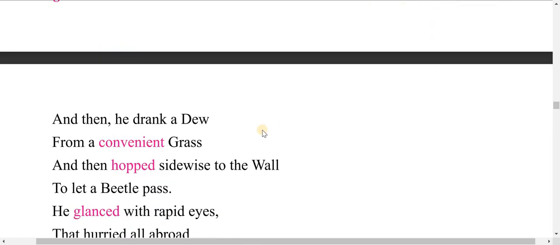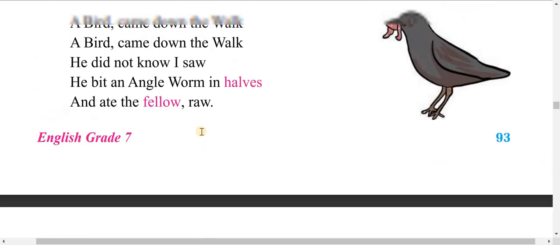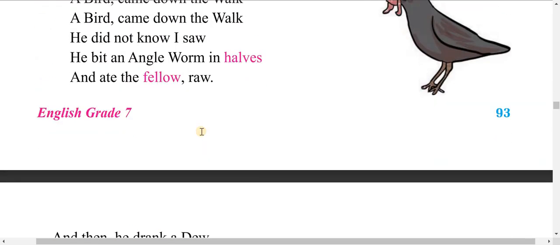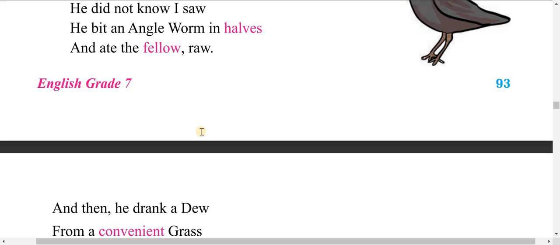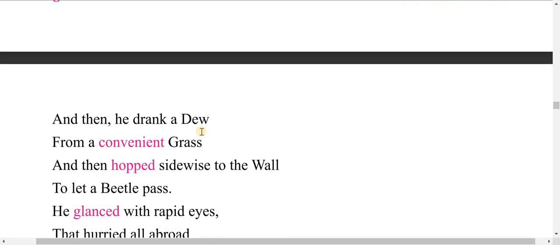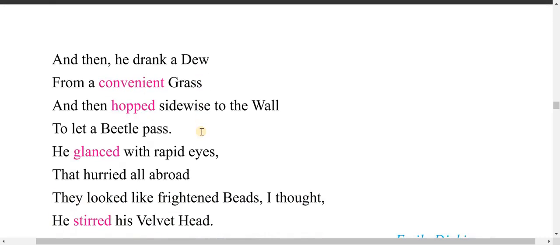And then he drank a dew. Okay, after the crow, after the bird ate this worm, it drank a dew, a drop of water. Okay, drank from a convenient grass. The drop of water is on the grass. It drinks the water on the leaf of the grass.